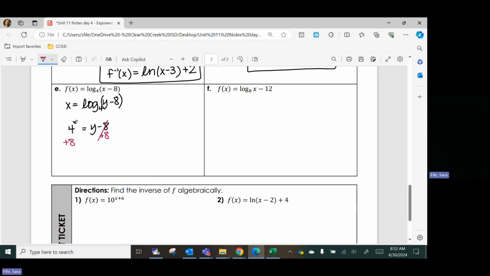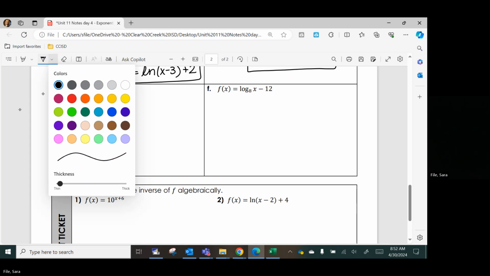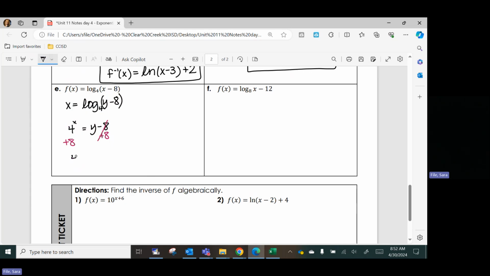I do not combine the 4 and the 8. That 4 is to the power of x. That 8 is added on the outside. That's my inverse. So I write that as f inverse of x equals 4 to the power of x plus 8.